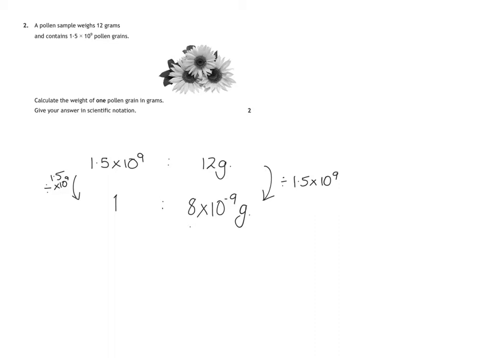Right, so let's go through the marks for this one. The first mark is for the correct method, so knowing to divide the 12 by the 1.5 times 10 to the 9, and then your second mark is for your answer given in scientific notation. Okay, so that was straightforward, so let's go on to question 3.